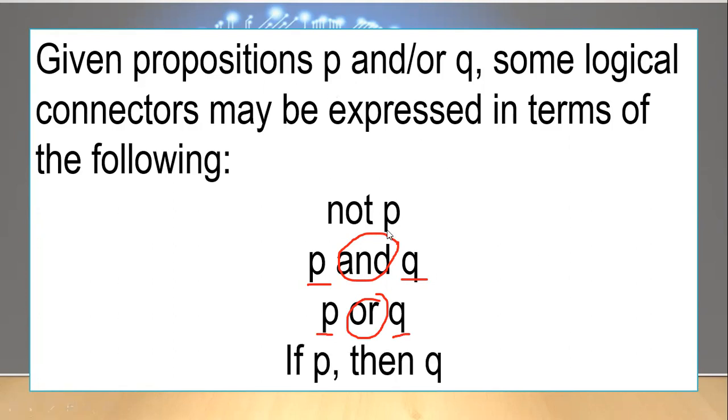Next, if P, then Q. So this is a hypothesis and conclusion. We have proposition P as the hypothesis, then proposition Q will be our conclusion. Again, these are two sentences, two propositions that were combined.